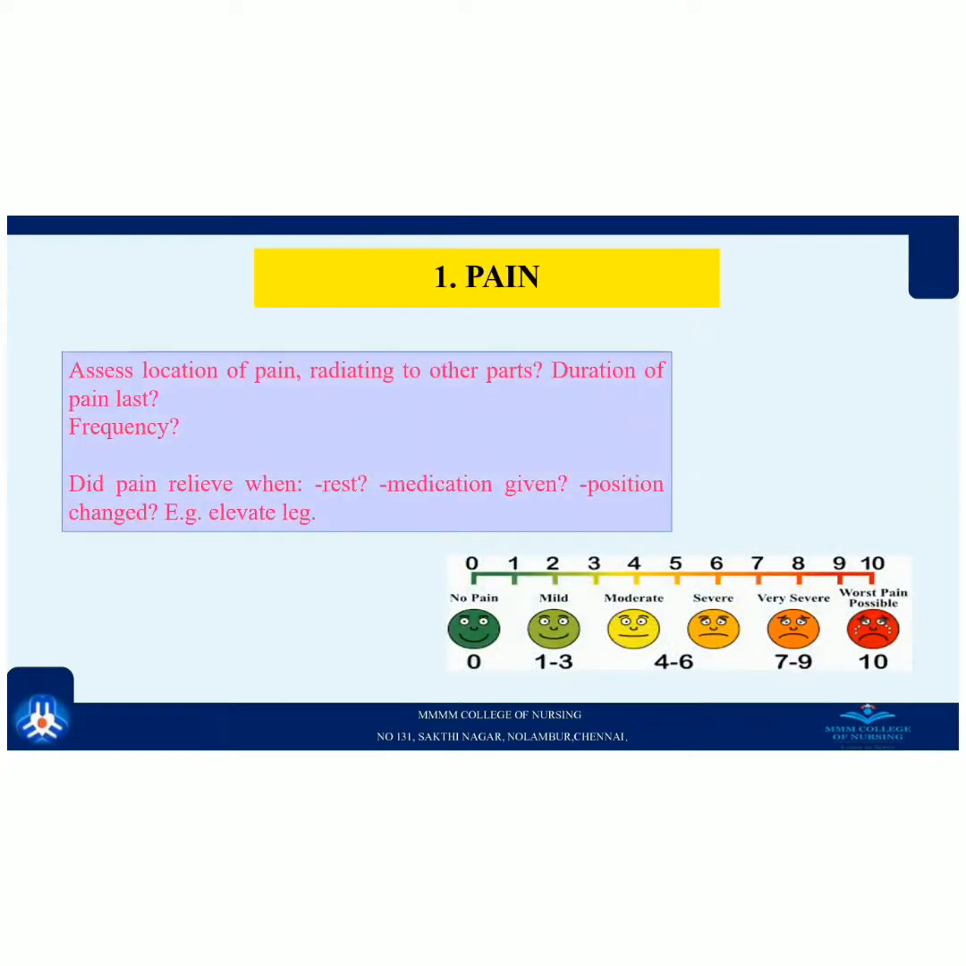Always remember to assess the location of pain, radiation to other parts of the body, duration of pain, and frequency of pain. Did the pain relieve in situations like giving rest to the body, administering medication, or position changes? If there is no relief of pain after these measures, think about the development of compartment syndrome, and adequate treatment measures have to be initiated as early as possible.